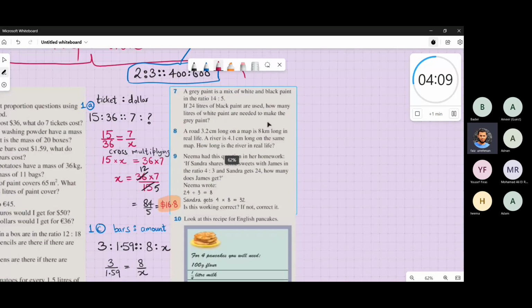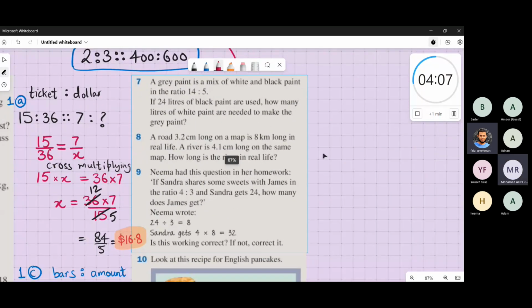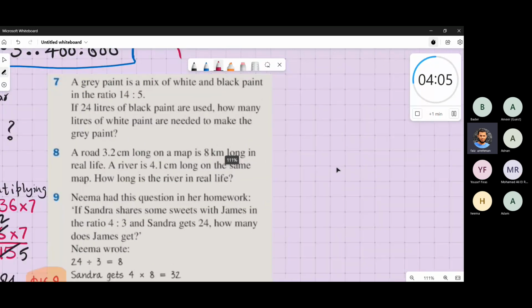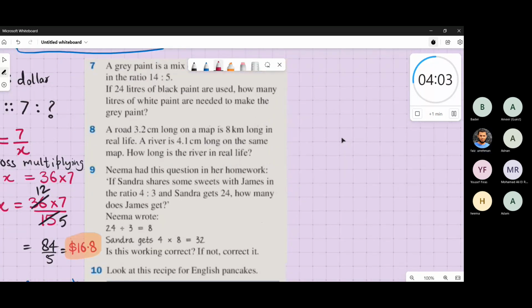We have almost 4 minutes remaining. Let's do one more question. Let's do question number 8 because it looks very long and hard.